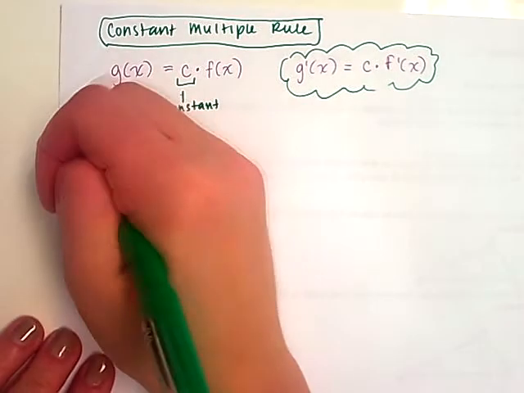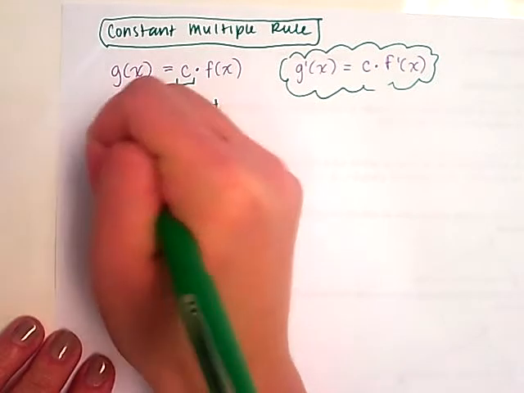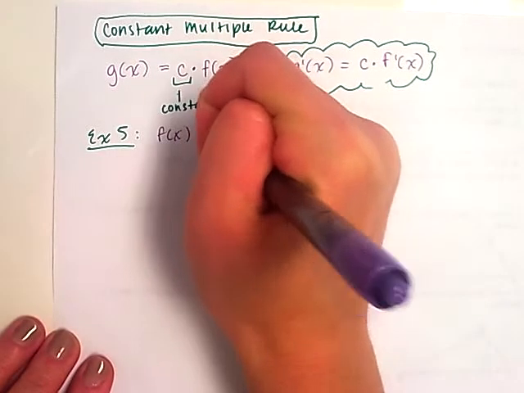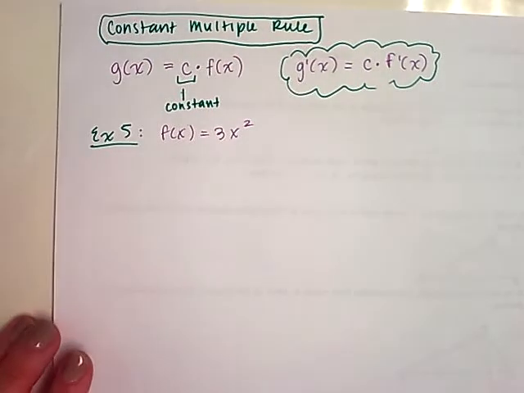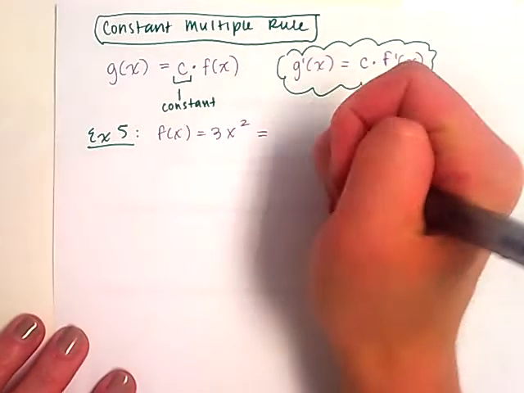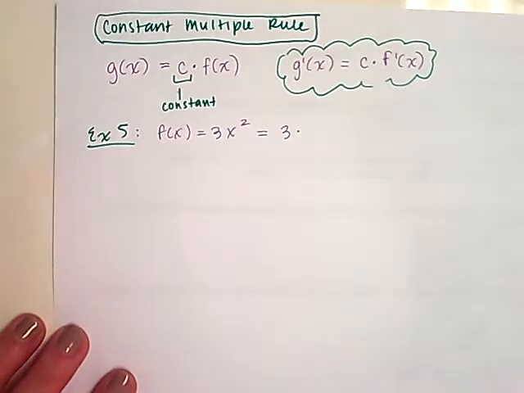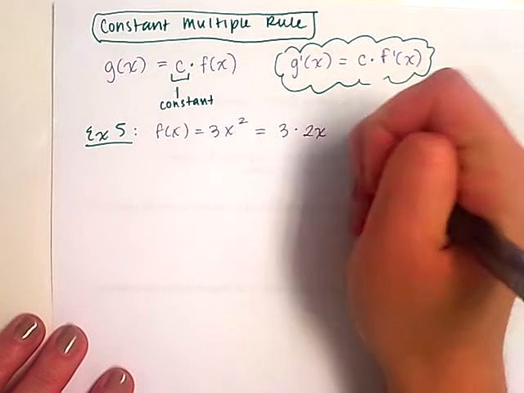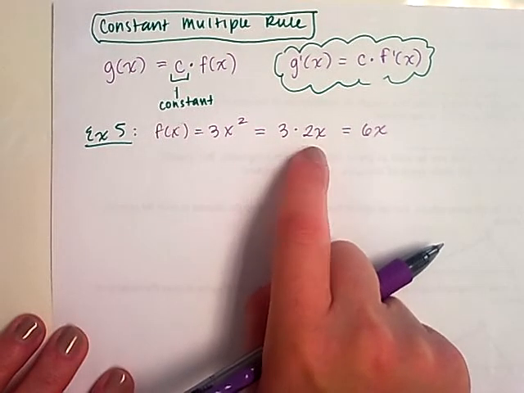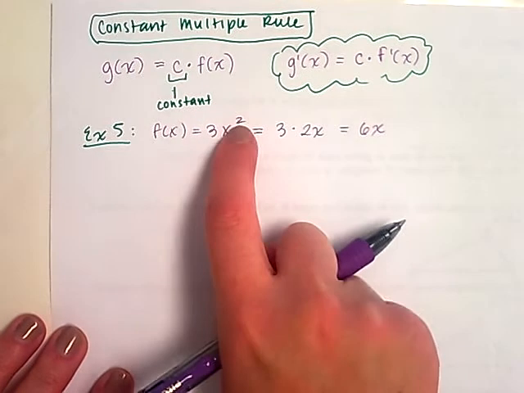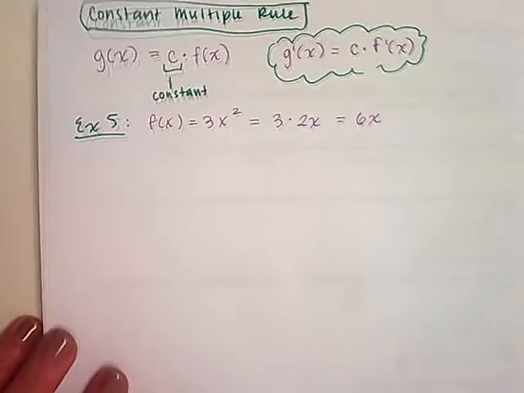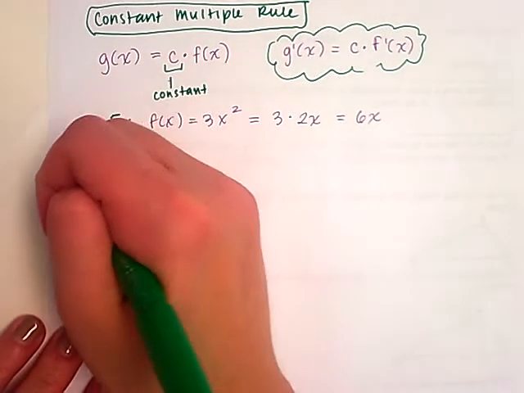So looking at some examples, something like f of x equals 3x squared. I can think of this as the constant 3 times the function x squared. So it would be 3 times the derivative of x squared, which is 2x, which is the same thing as 6x. Now, as you get better at this, you probably won't need to do this intermediate step. You'll just think about 2 times that 3 becomes 6x. Okay, let's look at another example.